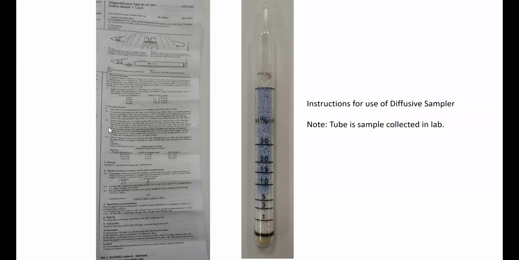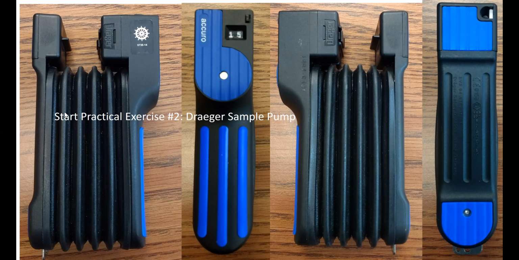Practical exercise 2, we're going to use a Dreger pump and Dreger tubes. You don't mix and match tubes. We're going to use 2 systems. We're using Dreger for practical exercise part 2, A and B. And then when we do the tubes later on for our bag sample, they will be Gastec, Sensodyne, and MSA, which is a different system. You use different pumps. You use Dreger pumps with Dreger tubes and the other system with the other tubes.